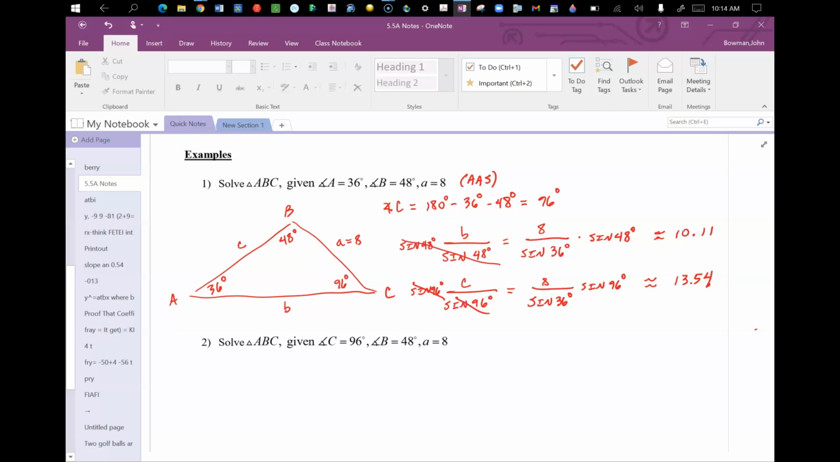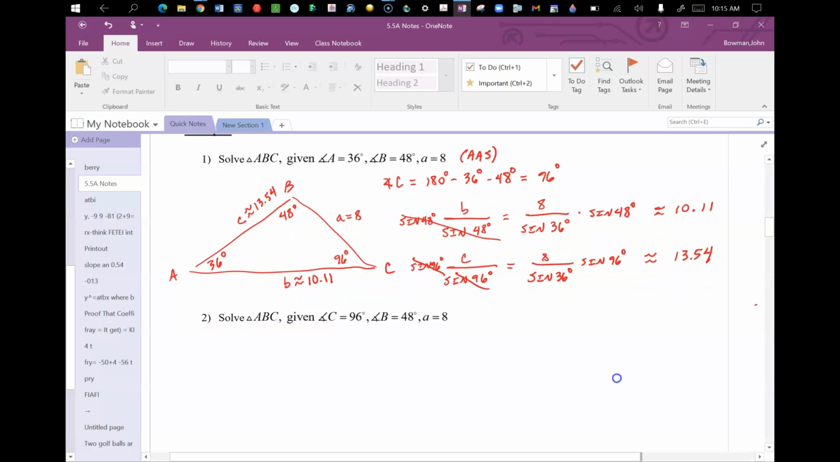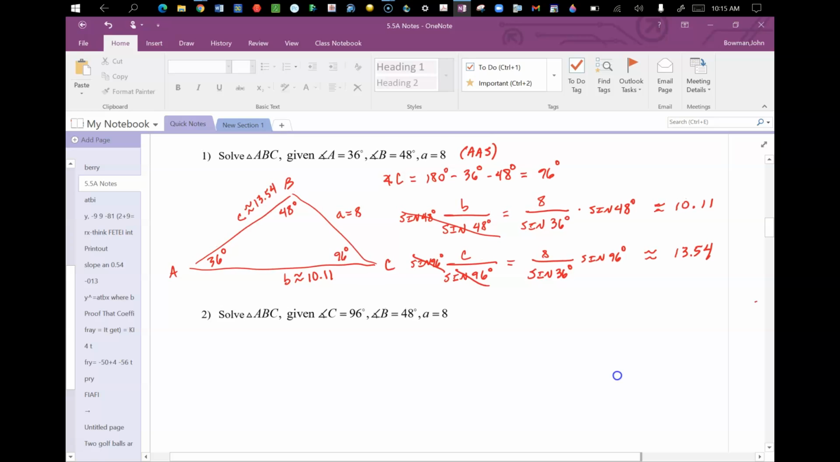The last thing I encourage you to do is check to make sure that your answers make sense. So side C is approximately 13.54. Side B is approximately 10.11. And as you recall from geometry, the smallest side should be across from the smallest angle, and the largest side across from the largest angle. And that is true. Another thing that you can do is check the triangle inequality theorem, which basically says that if you add any two sides, they have to be greater than the third side. And you can verify that in this situation.